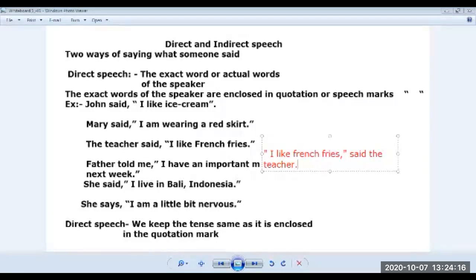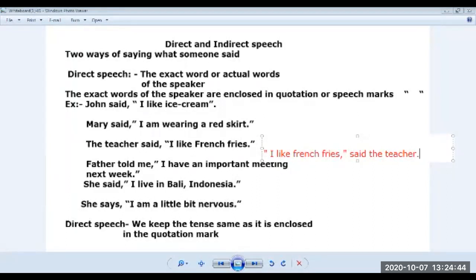Now, you notice that this is also correct and both are correct. You can have the reported sentence in the beginning and the reporting verb comes later, or you can have the reporting verb in the beginning and the reported sentence later. So we use both the forms.